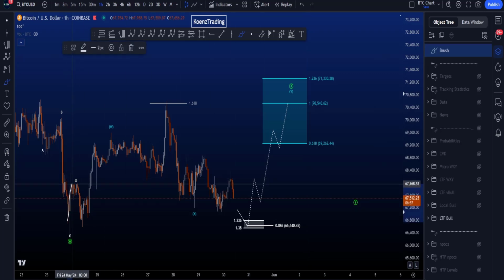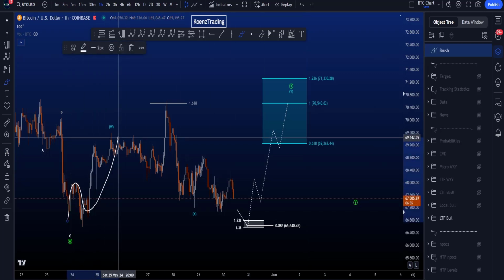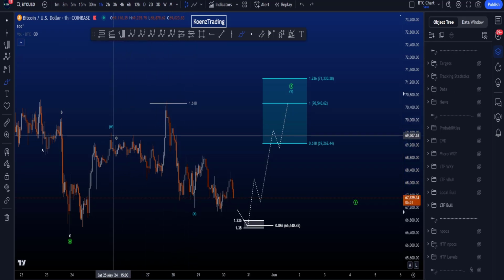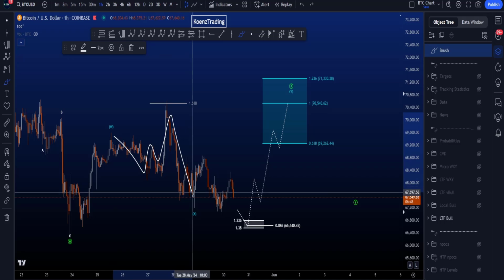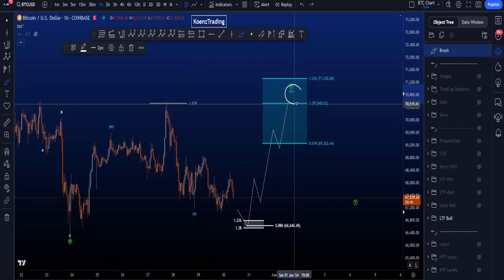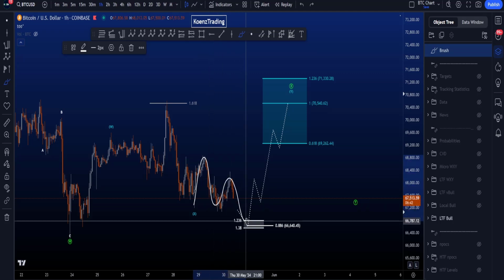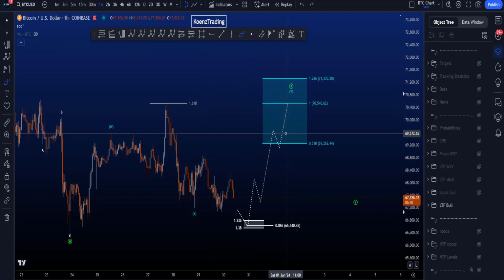Currently, we are working on wave X. Inside wave X, we have a finished wave W being a zigzag, a finished wave X labeled as an internal flat, 3-wave A, 3-wave B, and a 5-wave C. And then inside wave Y, also looking for a flat structure in a wave A, 3-wave B, and then a 5-wave C to the upside.